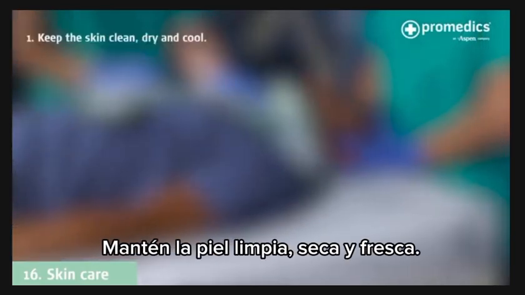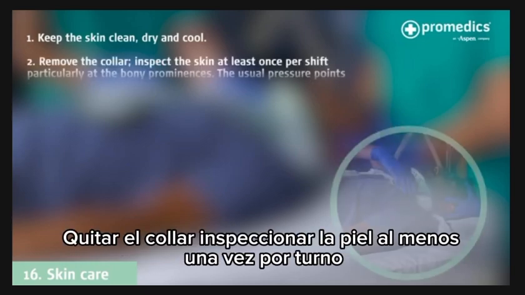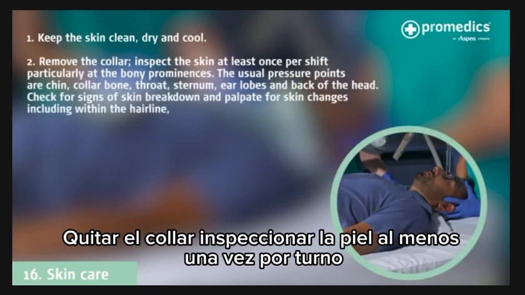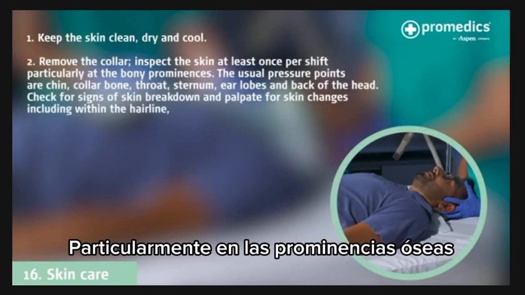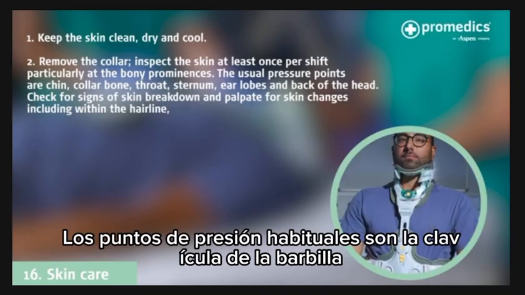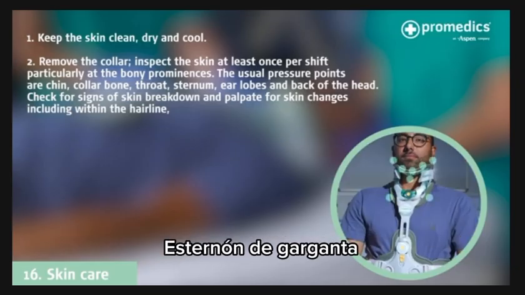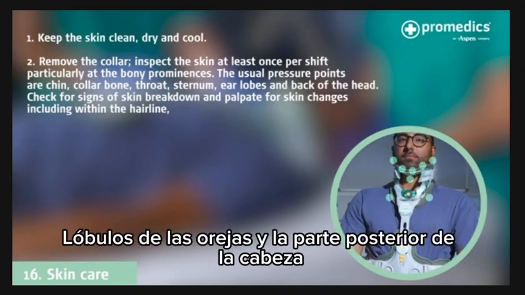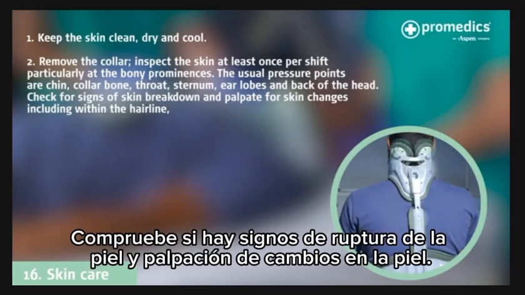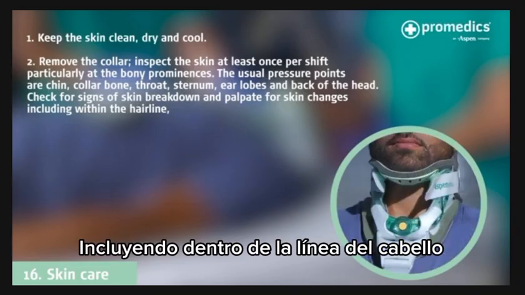Keep the skin clean, dry and cool. Remove the collar, inspect the skin at least once per shift, particularly at the bony prominences. The usual pressure points are chin, collarbone, throat, sternum, earlobes and the back of the head. Check for signs of skin breakdown and palpate for skin changes, including within the hairline.